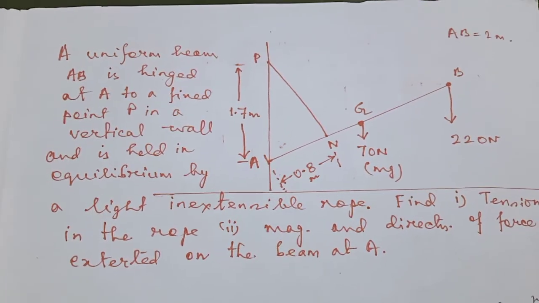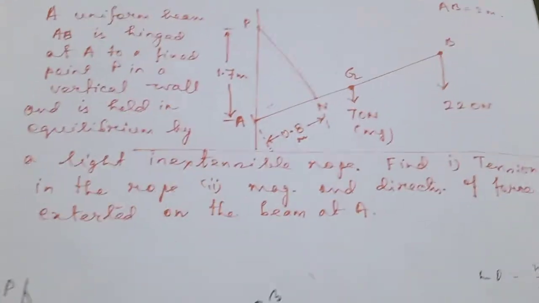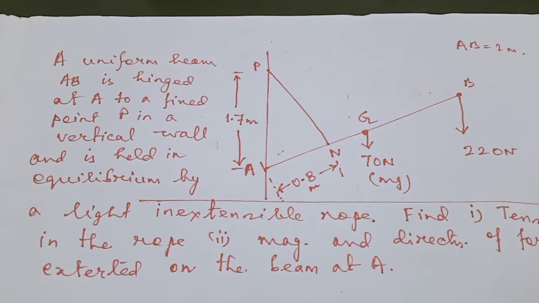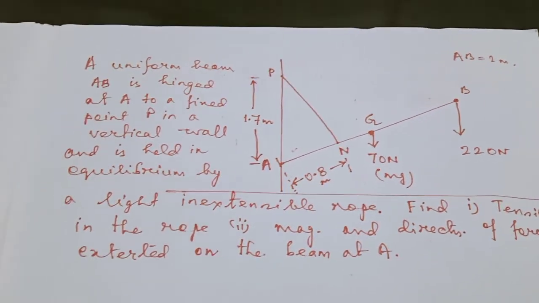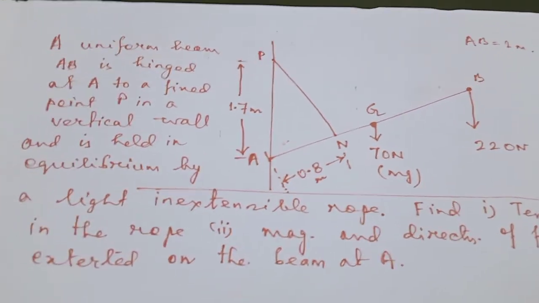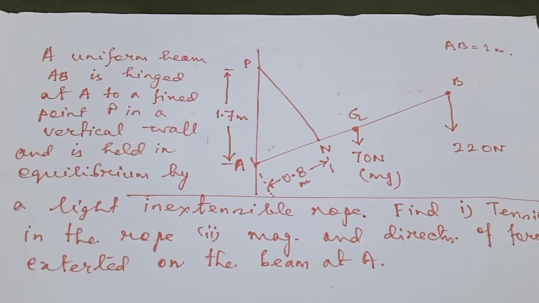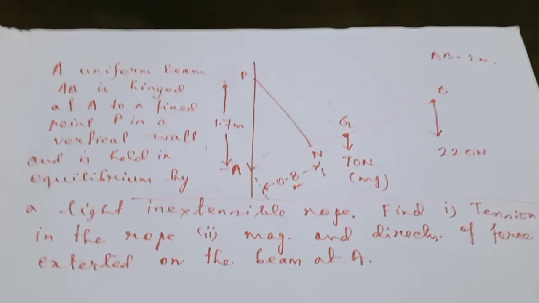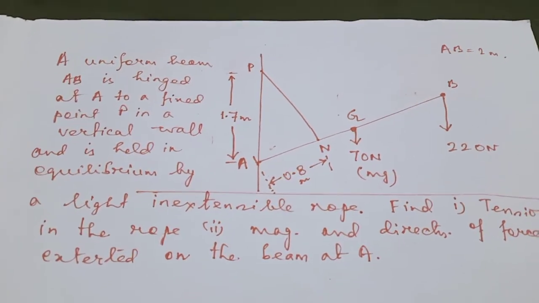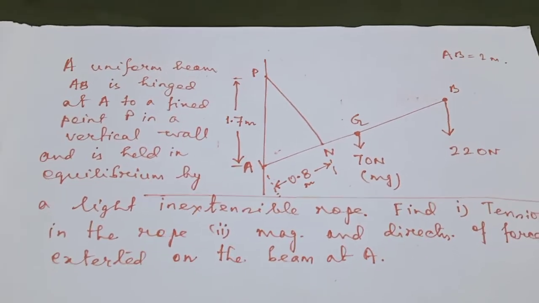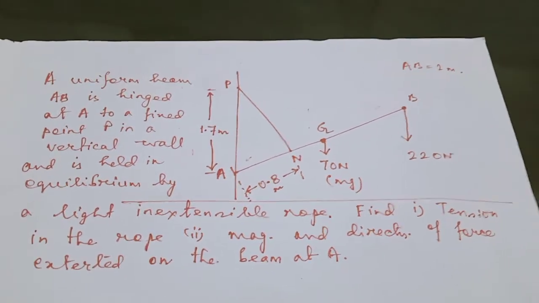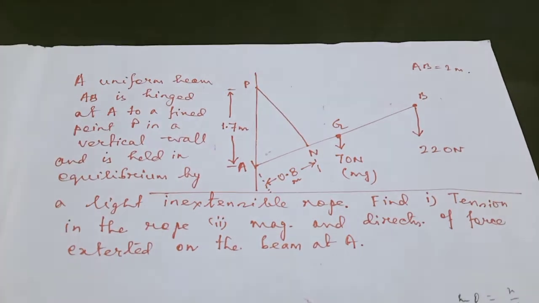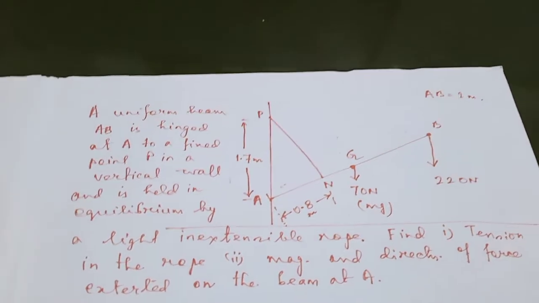And the point where the beam is tied with the string is N, and the distance between A and N is 0.8 meter. The length of AB is 2 meter. If AB is 2 meter and AN is 0.8, then NB is equal to 1 minus 0.8. You are asked to compute the tension in the rope and the magnitude and the direction of the force exerted on the beam at A.